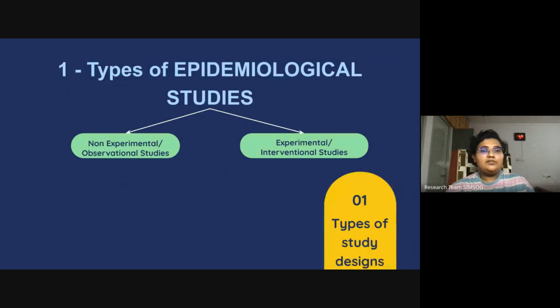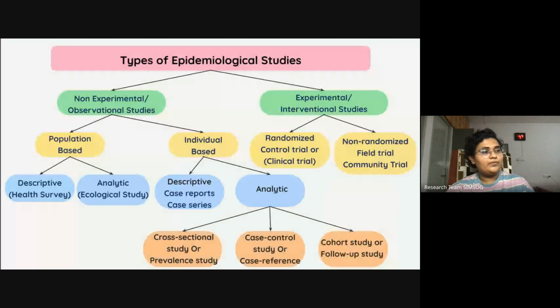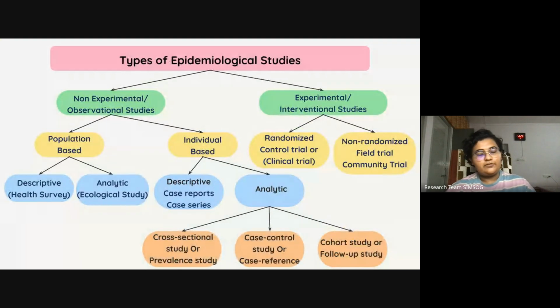First, let us talk about the types of epidemiological studies. I know Zainab has already covered this topic before, so we will just go through this in a brief way. There are a lot of different types of epidemiological studies, but they are broadly classified into observational or non-experimental and interventional or experimental studies based on if we do any kind of intervention or not in that study. In experimental or interventional studies, we mainly classify those studies on the basis of randomization.